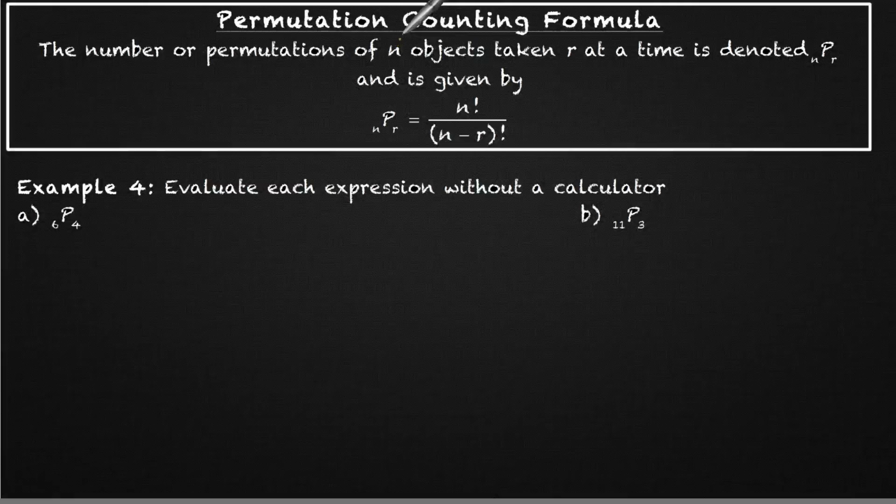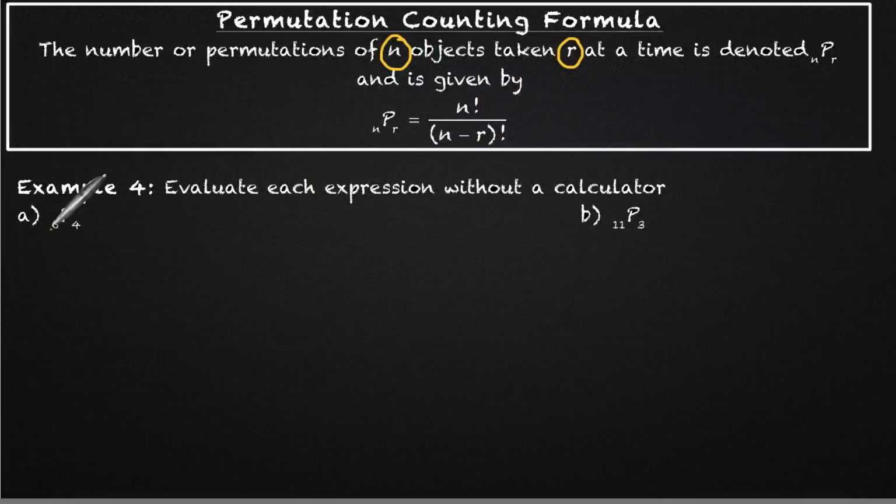N is the bigger group. It is the number of objects that you have to choose from. And R is the number of objects you are removing from that group. So this is a smaller subgroup that you're taking out of a bigger group. And so this is the equation for that. nPr equals n factorial over n minus r factorial.